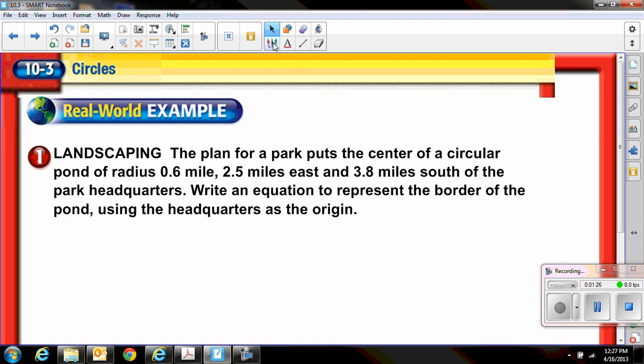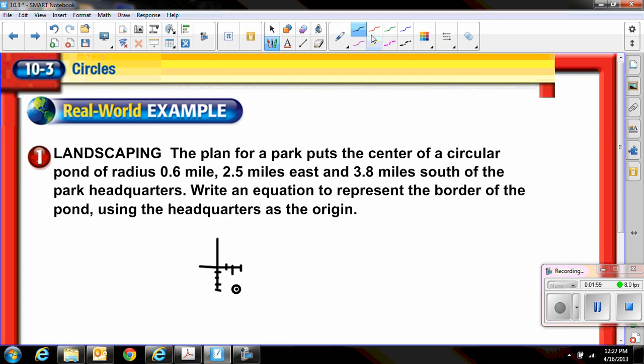If we are using the headquarters as the origin, that puts headquarters here. From this spot, we're going to go 2.5 miles east and 3.8 miles south, which puts us right here. We then have a radius of 0.6. So a relatively small circle when you look at the way my graph is set up, but keep in mind this is in miles, so it's actually pretty big when we think about the units being used.